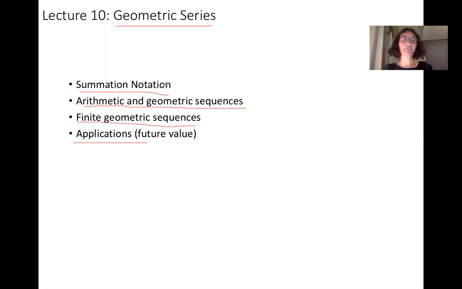So first, summation notation. If you want to add numbers, for example, 1 plus 2 plus 3 plus 4, until 100, you can use the mathematical summation, sigma. So sigma n from 1 to 100 equals this one here. So this sigma is the summation notation.